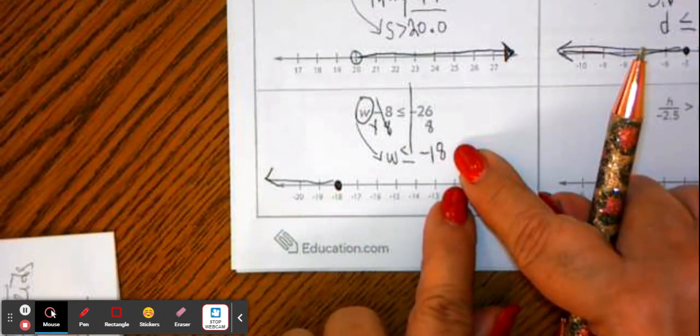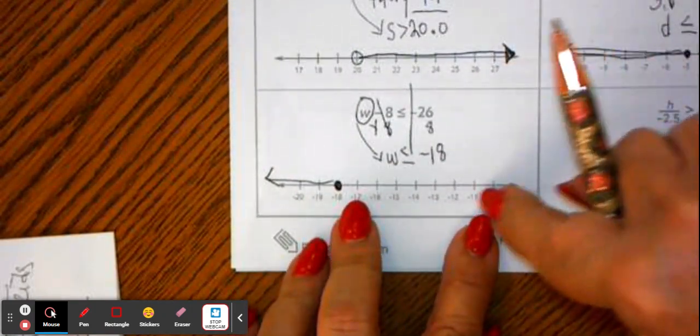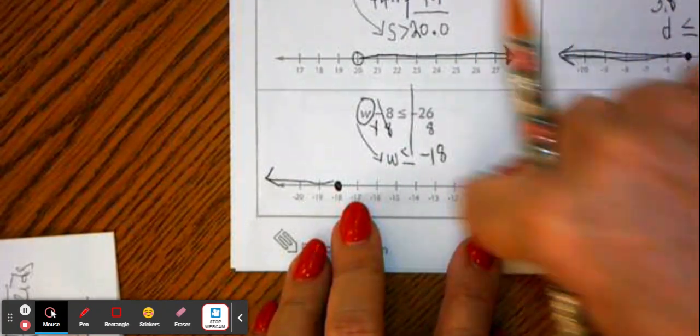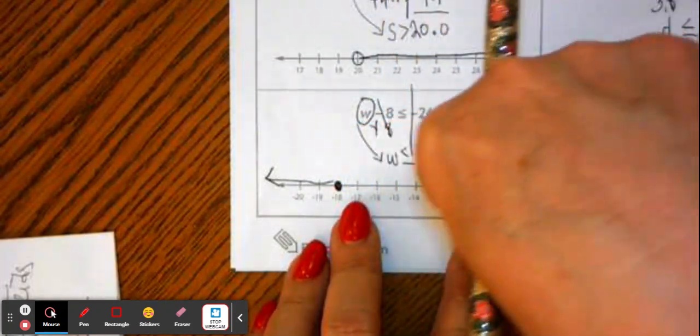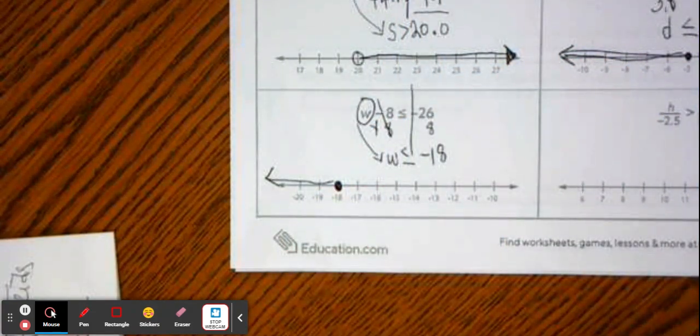-20 will be smaller than -18. If you're needing to, just double check. You know you're going up. So is 0 larger than -18? Is 1 larger than -18? And you can see that that's the wrong direction.